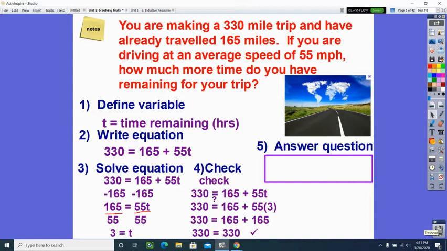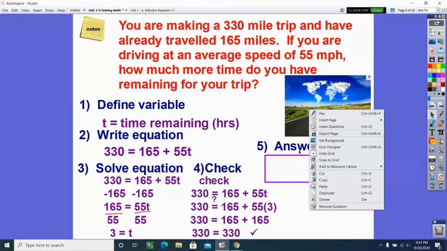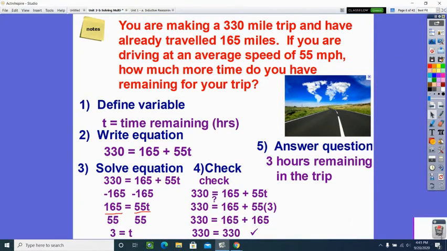Now you don't just stop here, because what I would say is 3 what? 3 giraffes, 3 marshmallows, 3 what? Answer the question. And right up here, this is where your units help you guys. It's going to be 3 hours. So in 3 hours, you should be at your destination.